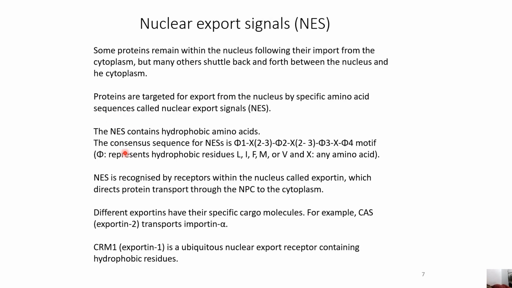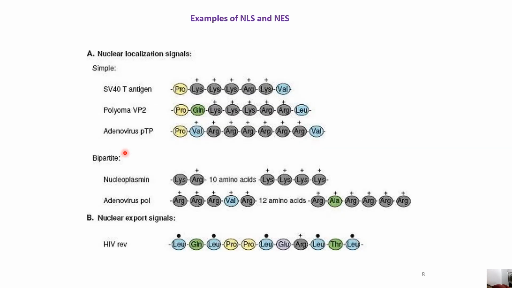Now NES is recognized by receptors within the nucleus called exportins, which direct protein transport through the NPC to the cytoplasm. And different exportins have their specific cargo molecules. For example, CAS or exportin 2 transports importin alpha. CRM1, exportin 1, is a ubiquitous nuclear export receptor recognizing hydrophobic residues. So this is an example of a nuclear localization signal. This is how it works.